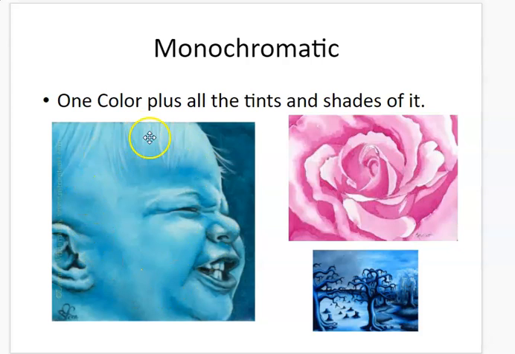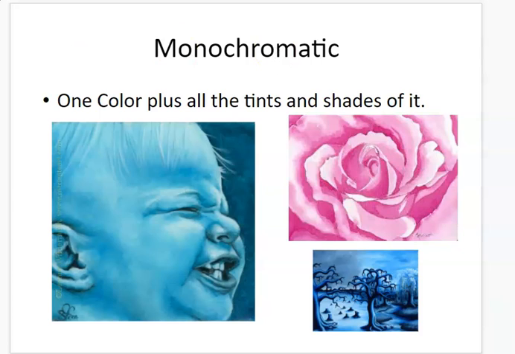This painting is done in turquoise or teal colors. So it's a blue plus light blues and dark blues. I don't see any red, purple, or green, nothing. There are dark blues, light blues, and regular blues. Same as the rose, which is done in dark pinks and light pinks, okay? And this little creepy tree painting down here is also done in darks and lights of blues.